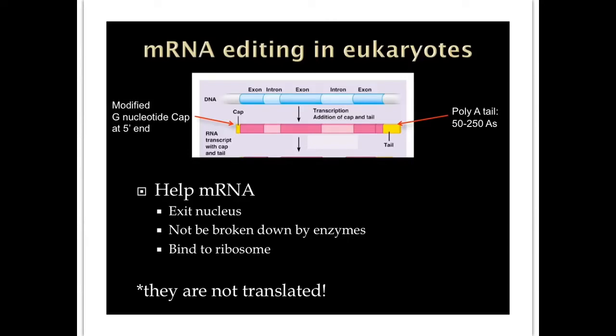What does the cap and tail do? The cap and tail help the mRNA do 3 things. It helps it exit the nucleus, which is why it makes sense that this only occurs in eukaryotes. It helps protect the RNA from degradation by enzymes. It also helps the mRNA bind to a ribosome so it can go through translation. Now, this cap and tail are not translated, meaning they are not read in order to make the protein.